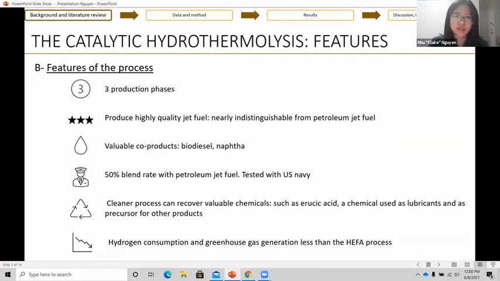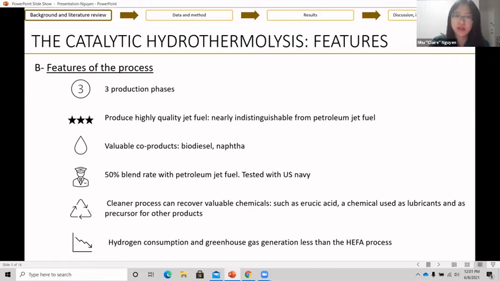The process has 3 production phases, which I will elaborate on in the next slide. The process produces high quality jet fuel that is nearly indistinguishable from petroleum jet fuel. And it is of such high quality that it can be blended with petroleum jet fuel at a high blend rate of up to 50%. And the US Navy even flew flights before with unblended biojet fuel from this process.